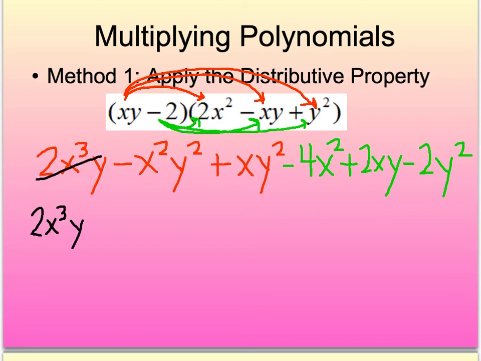So next I look for x squared y squared. And I notice that none of the other terms have an x squared y squared. So I'm going to write minus x squared y squared. Next, I'm looking for xy squared. And again, none of the terms have an xy squared.